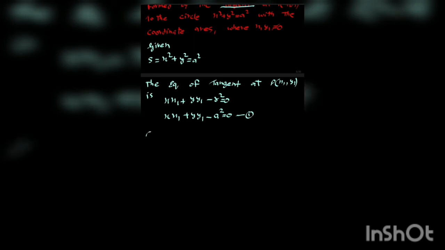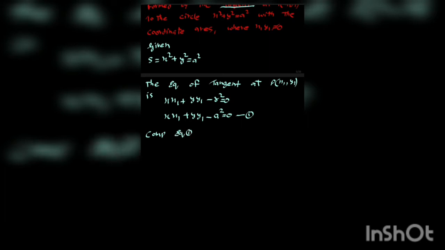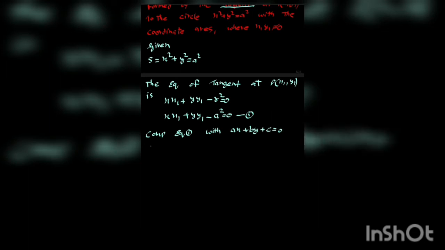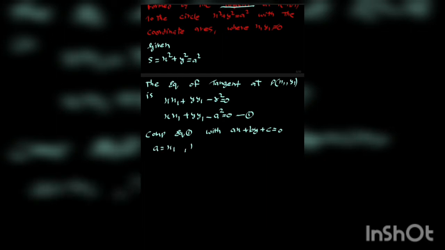Now compare equation 1 with ax plus by plus c equal to 0. So here a is x1, b is y1 and c is minus a square. So by comparing we got the values of a, b and c.